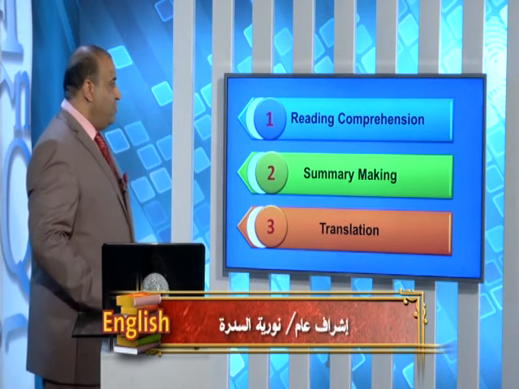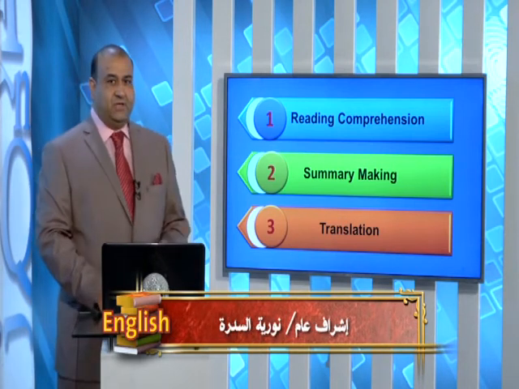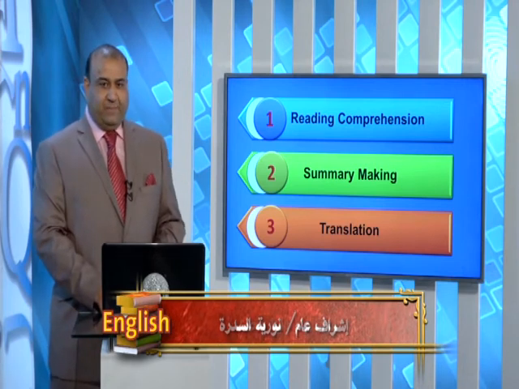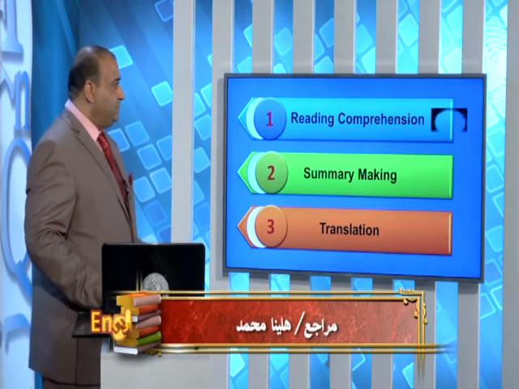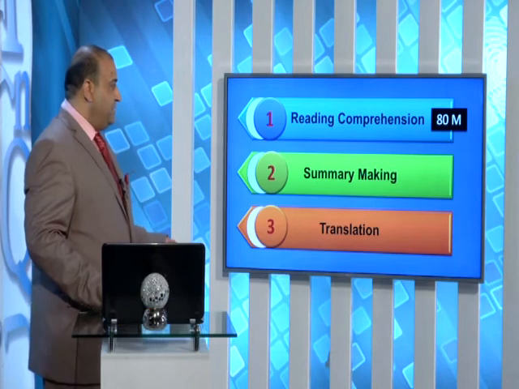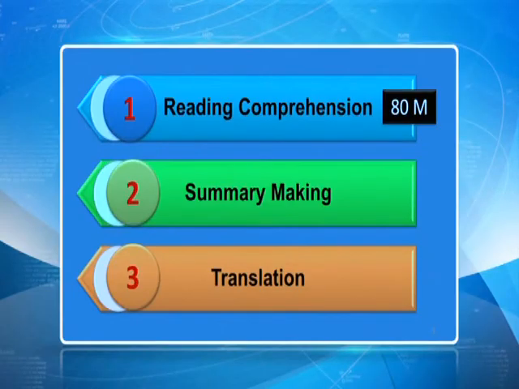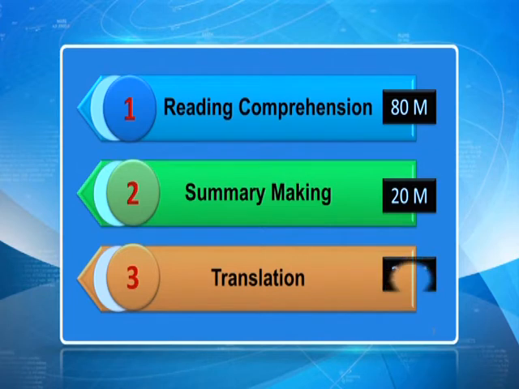We have reading comprehension, which is a component element in your exam paper. It will be allotted 80 marks. Then, from the same reading comprehension, we are going to summarize a paragraph. It will be allotted 20 marks. And at the end, you will have two different kinds of translation. All of them will get 30 marks.